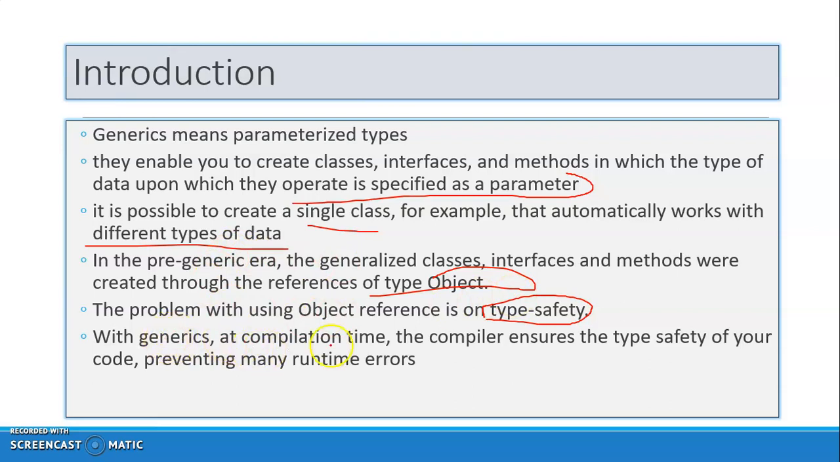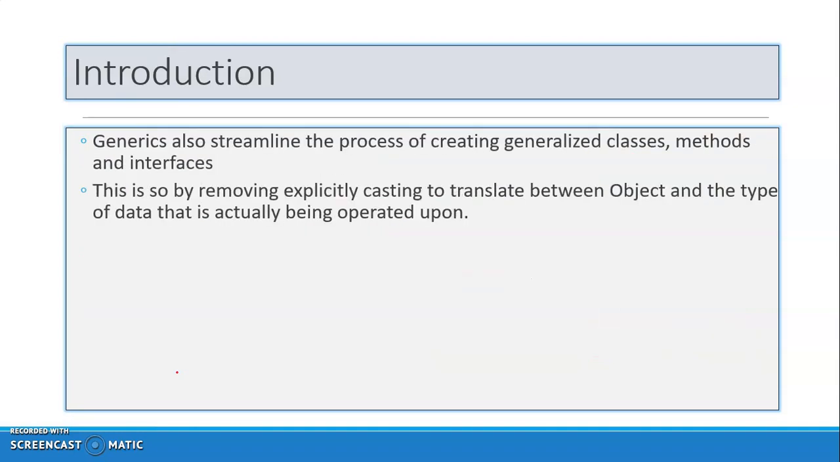With generics at compilation time, the compiler ensures the type safety of your code and this prevents any runtime error that may occur. So we are able to prevent them at compilation level. When we are compiling our code, it makes sure that whatever code we have made is compatible and that it would not result in errors at running time. We're going to see with examples as we go.